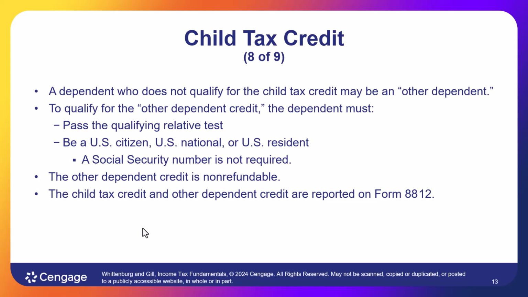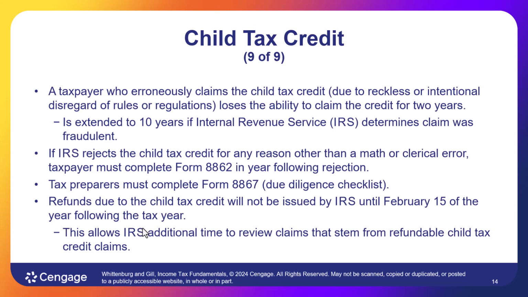A dependent who does not qualify for child tax credit may be an other dependent. To qualify as other dependent, you must pass the qualifying relative test and be a U.S. citizen, national, or resident. A Social Security number is not required to get the other dependent. The other dependent credit is not refundable. The refundable portion of the child tax credit and the other dependent credit are reported on Form 8812.